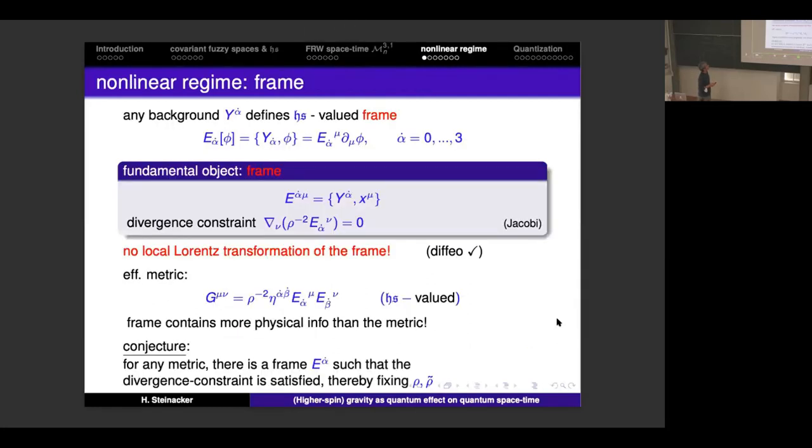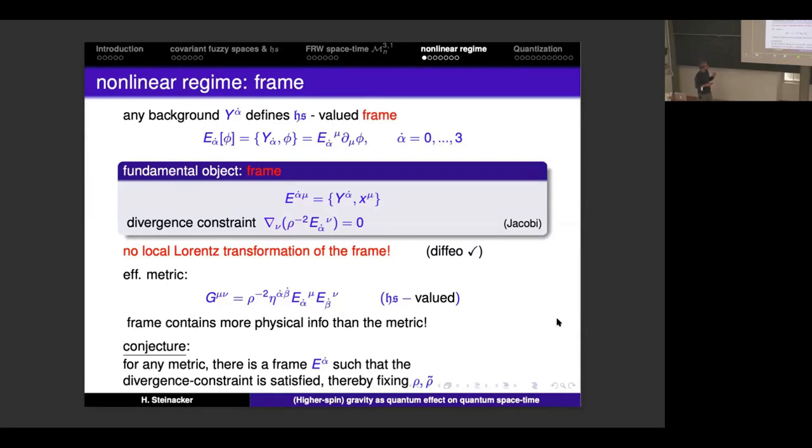So now let me go to the nonlinear level. Of course you want to understand gravity at the nonlinear level, and then you see that it looks a bit different from general relativity. The main guideline is that the fundamental object is the frame. As I told you in the beginning, the matrix configuration defines a frame, and the frame arises from the symplectic structure, or from the Poisson bracket more precisely. But in fact, the frame satisfies a constraint, namely the frame is essentially divergence free.